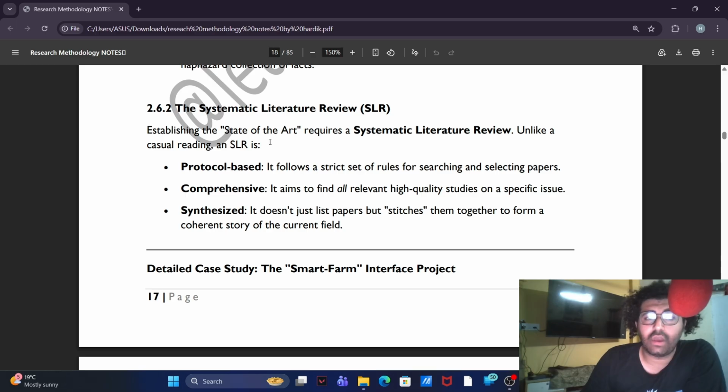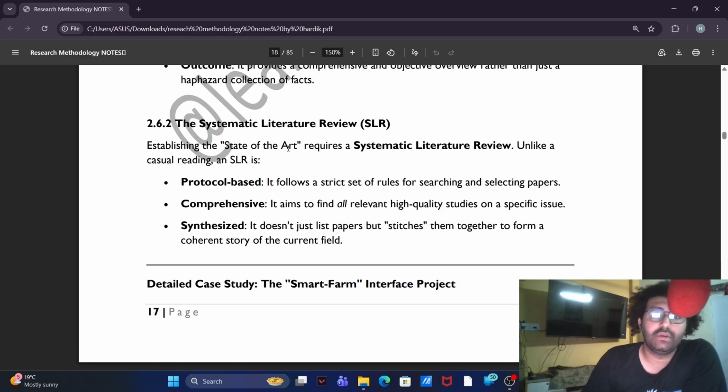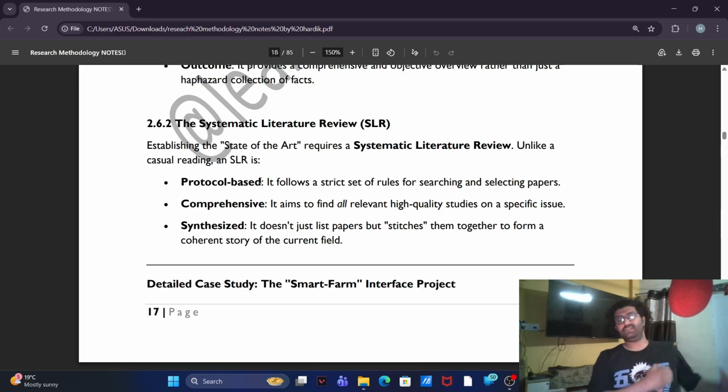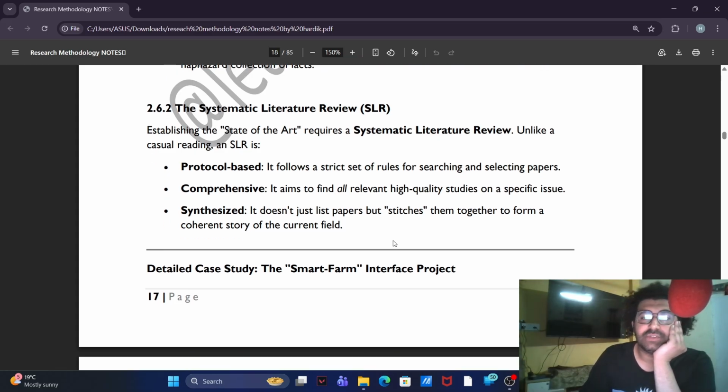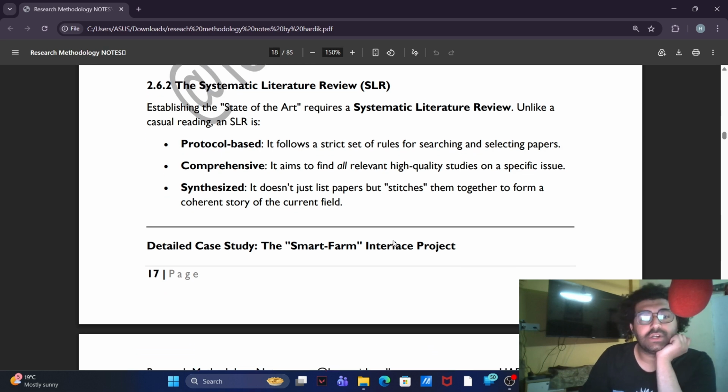Establishing the state of the art requires a systematic literature review. Unlike casual reading, an SLR is protocol-based. It follows a strict set of rules for searching and selecting papers. Comprehensive: it aims to find all high-quality relevant studies on specific issues. Synthesized: it doesn't just list papers, but stitches them together to form a coherent story of the current field.